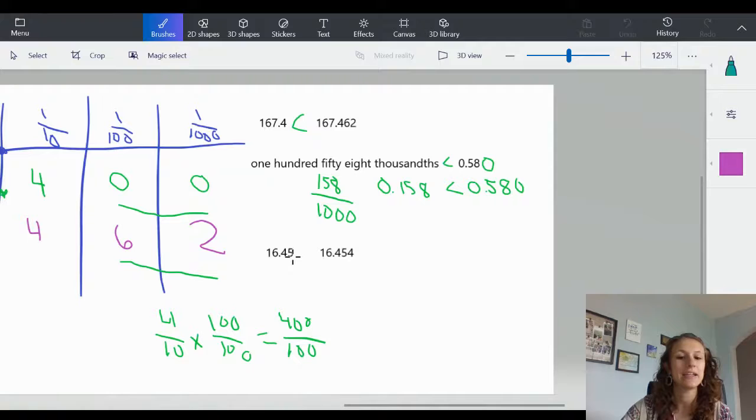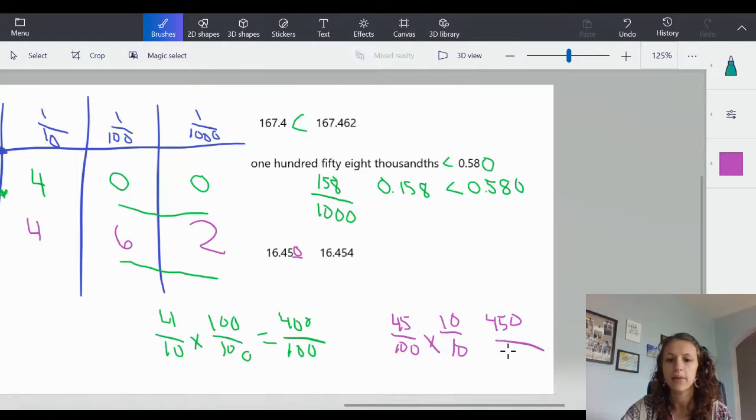Now there's nothing here in the thousandths place. So I'm going to add my 0 as a placeholder because I do know that 45 hundredths, when I multiply by a version of 1, this time being 10 tenths, I would get 450 thousandths. So now I can compare. Oh, I forgot my equal sign. I can compare 0 thousandths to 4 thousandths. Well, my 4 thousandths would be greater. 450 thousandths is less than 454 thousandths, so I can make that comparison.